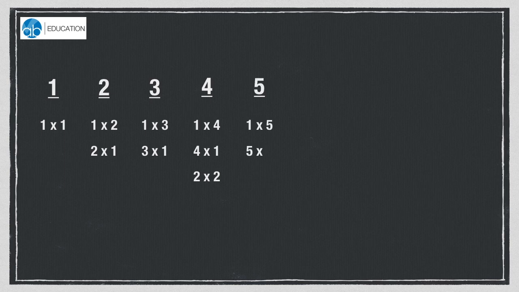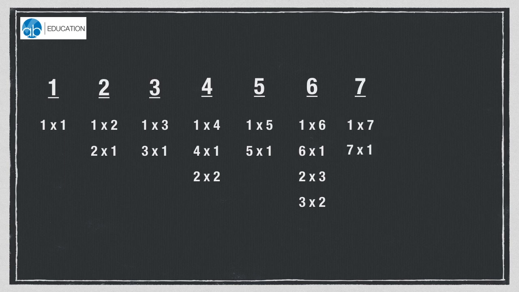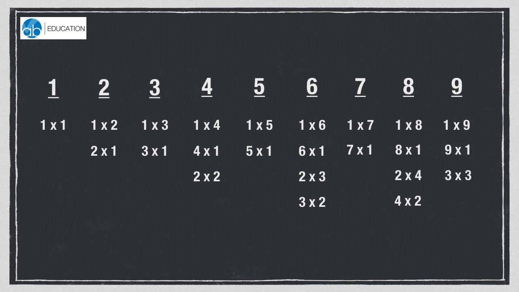5 has 1 times 5 and 5 times 1, so its factors are 1 and 5. 6 is 1 times 6, 6 times 1, 2 times 3 and 3 times 2, so it has 4 factors, 1, 2, 3 and 6. 7, 1 times 7, 7 times 1, so its factors are 1 and 7. 8, 1 times 8, 8 times 1, 2 times 4 and 4 times 2, so its factors are 1, 2, 4 and 8. 9, 1 times 9, 9 times 1, 3 times 3, so its factors are 1, 3 and 9.